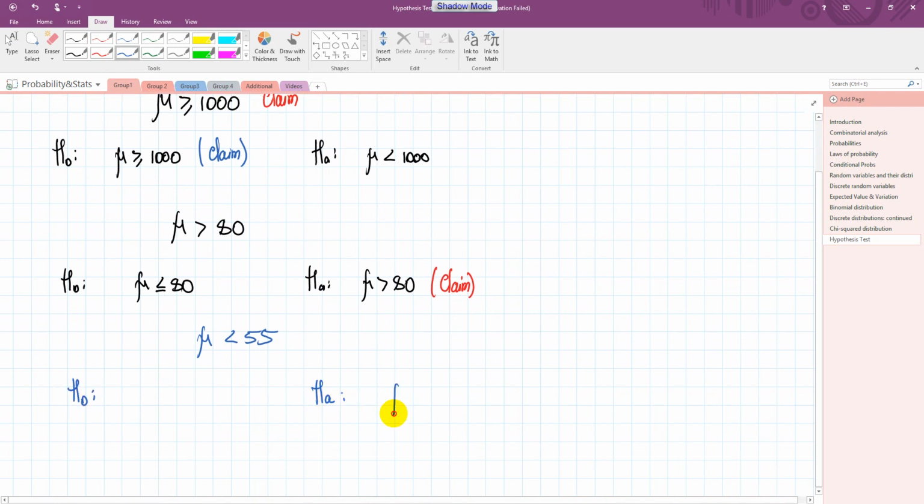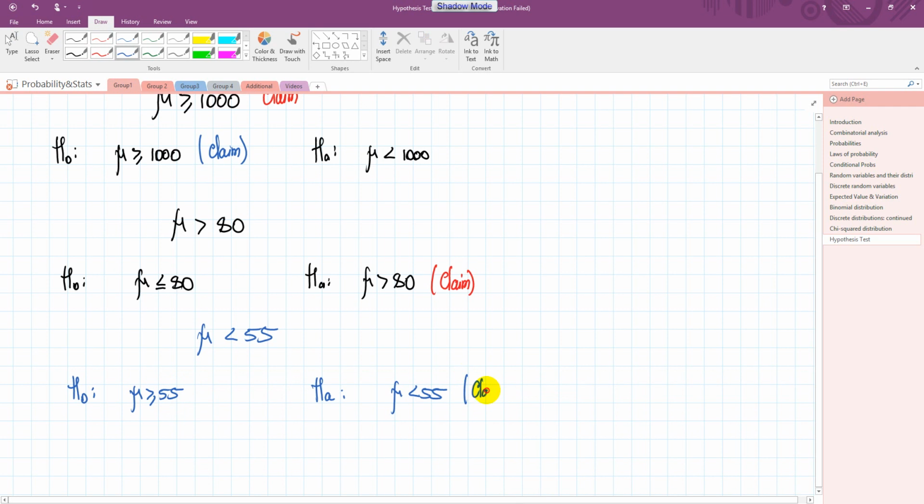Alternative hypothesis is mu is less than 55 because it doesn't have the equality sign, right? And its opposite, its complement, mu is more or equal to 55, is going to be the null hypothesis. In this case, our claim again is the alternative hypothesis, okay?